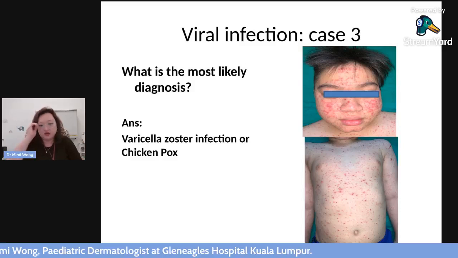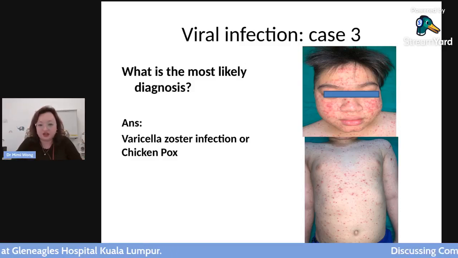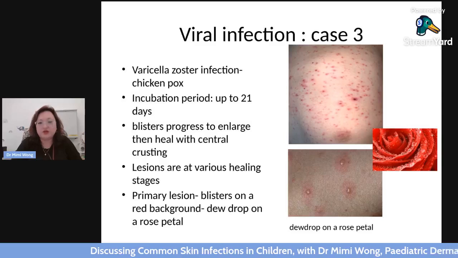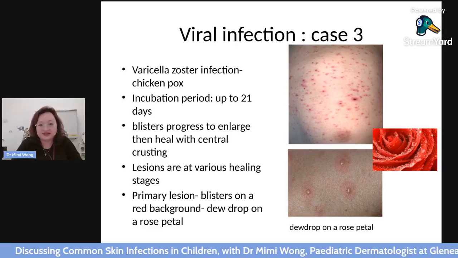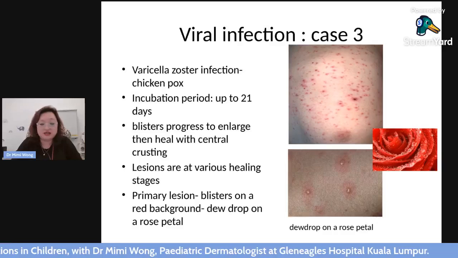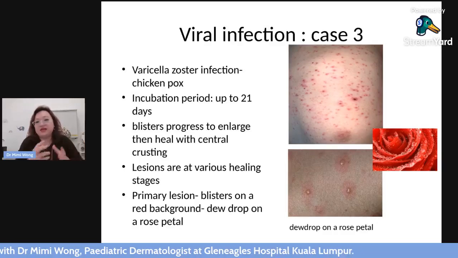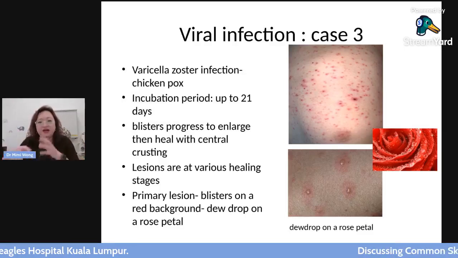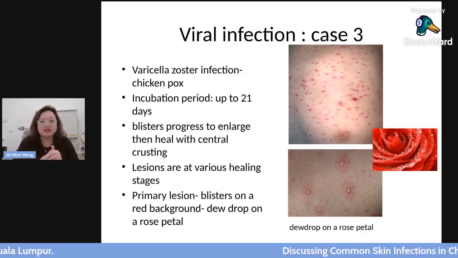The diagnosis is straightforward. It's actually chickenpox, also known as varicella zoster infection. How do they present? They present with lesions where a blister progresses to enlarge with central crusting. So lesions are usually at various stages of the healing stage. They will present like first day maybe 5 lesions, second day maybe 20, third day maybe 40. So by day 4 there are new ones coming up, and the first day lesions have already dried up.